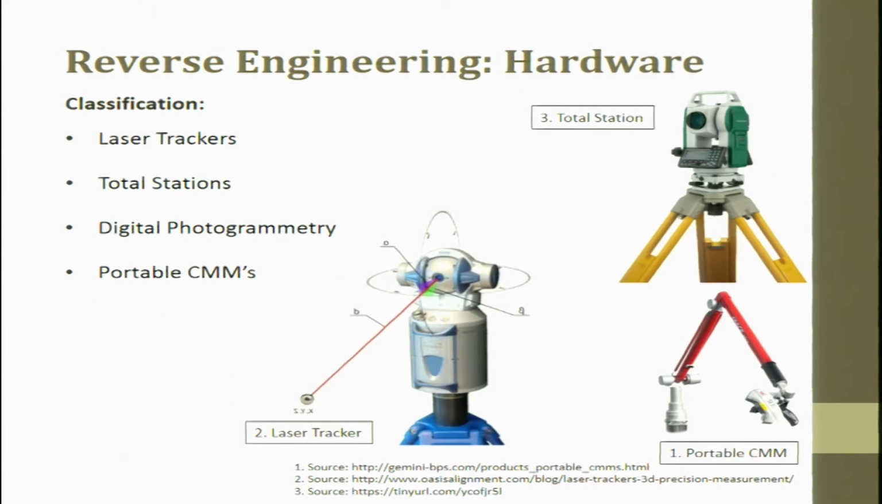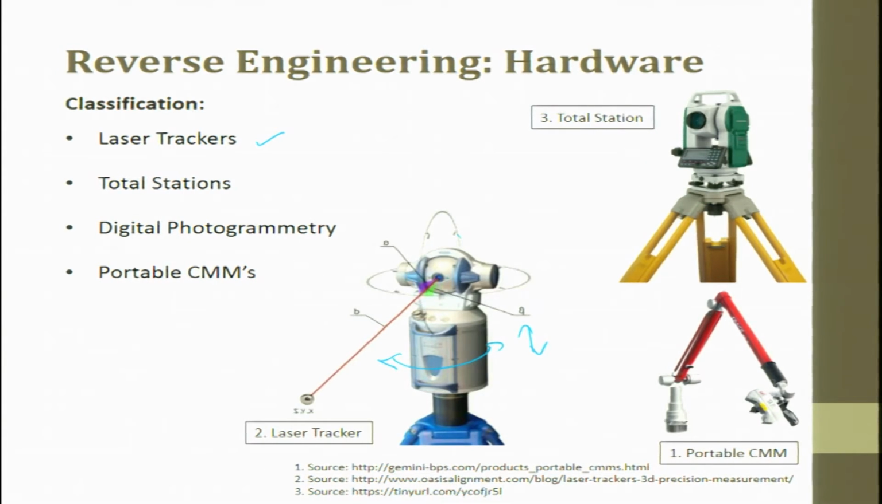When we talk about hardware, there are four different types of hardware. One is called the laser tracer. This is a system which can swing around this plane, and this can swing around this, and the height can be adjusted. So this is a laser tracer with which you get the XYZ data. The next one is a total station. It is basically used by civil engineers to check the distance.